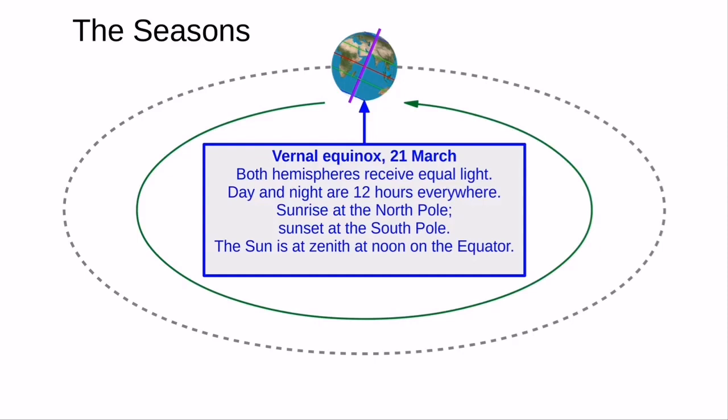The northern and southern hemispheres receive equal amounts of light, and everywhere on Earth has 12 hours of day and 12 hours of night. Equinox means equal night. The exceptions are the North Pole, where the Sun is rising, and the South Pole, where the Sun is setting. Everywhere on the equator will see the Sun at zenith at noon.